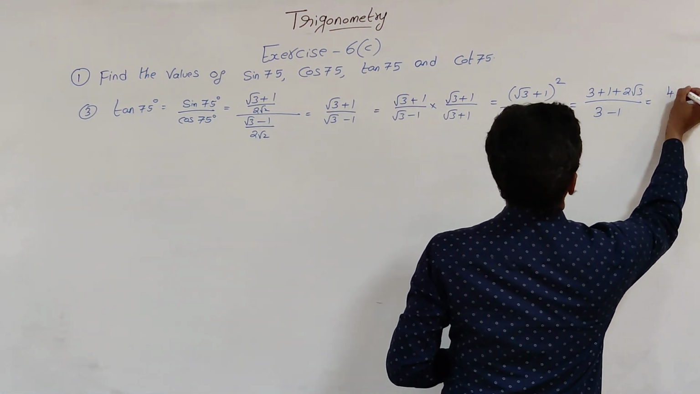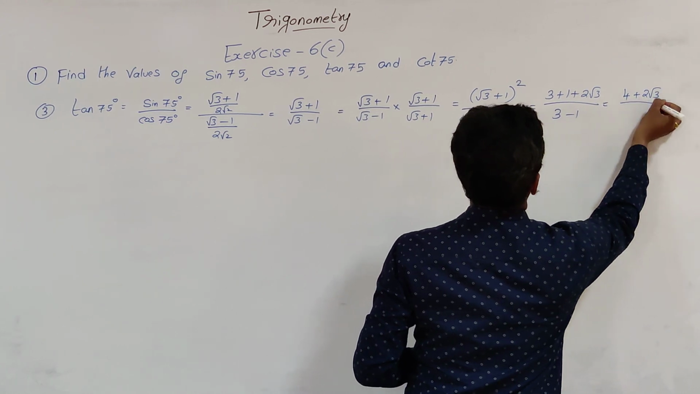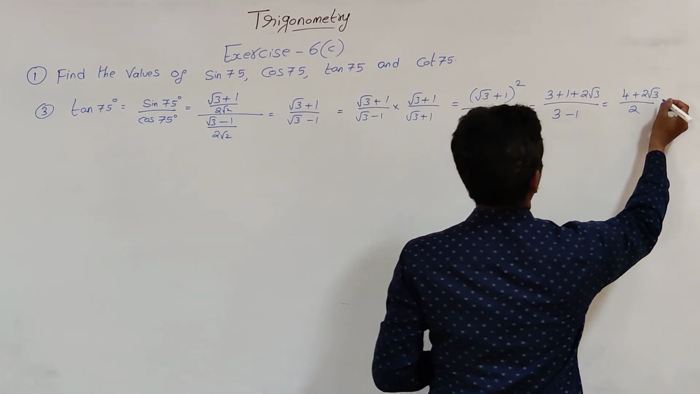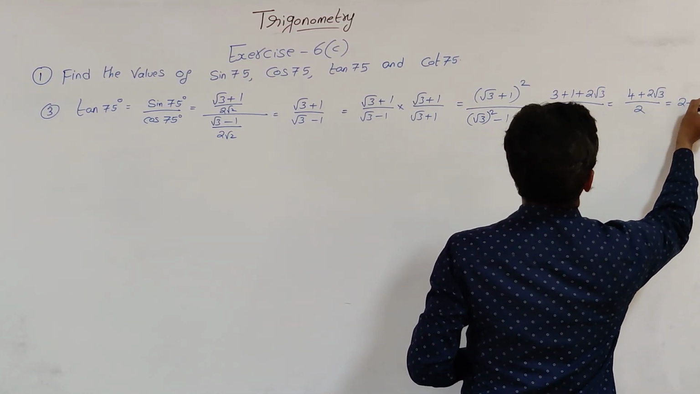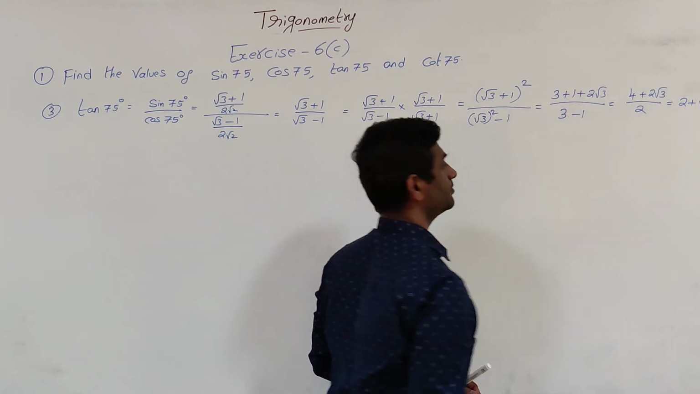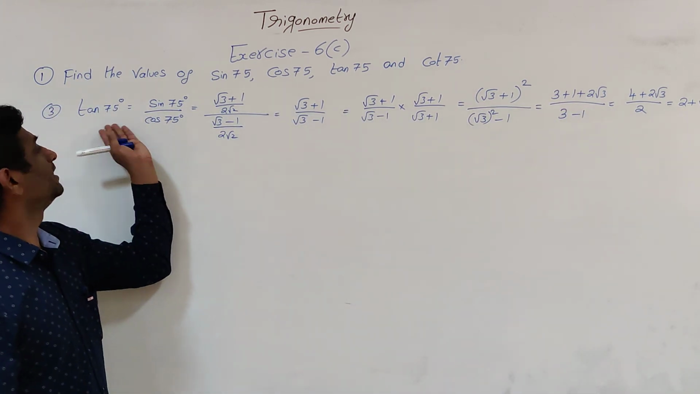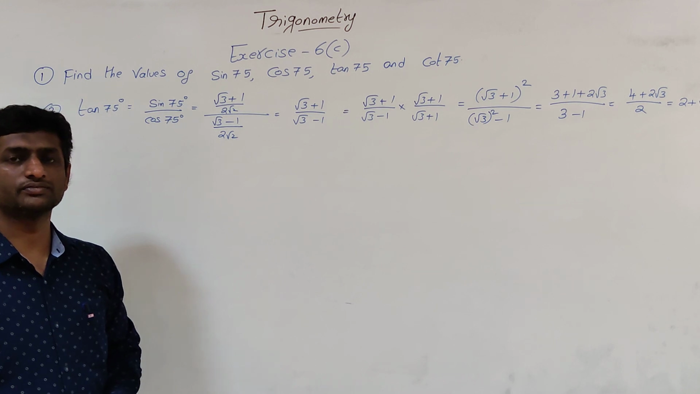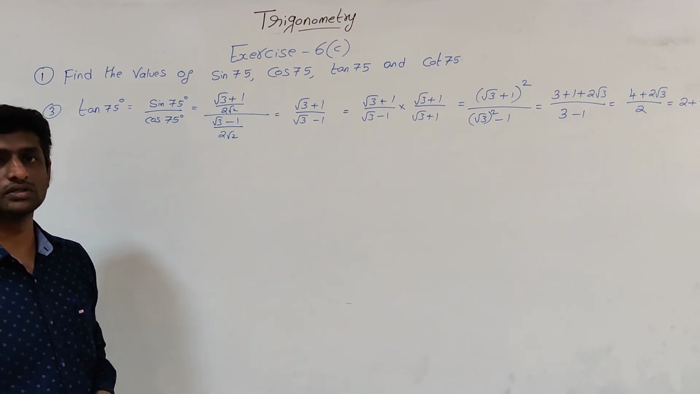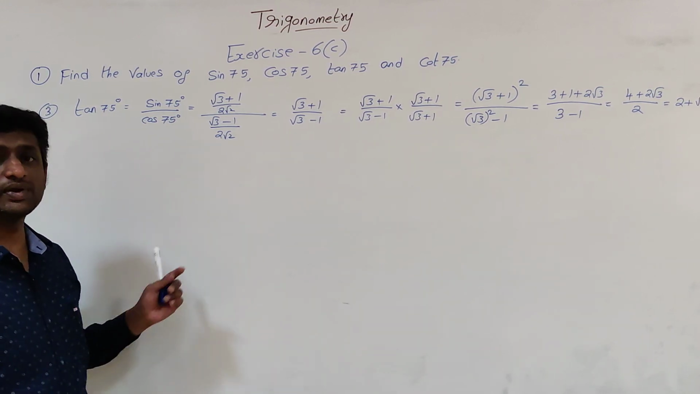So 4 plus 2 root 3 by 2. Upon simplification it will be 2 plus root 3. So tan 75 degrees will be 2 plus root 3. That is by using sin and cos. Now we will see the same in the expansion of tan.